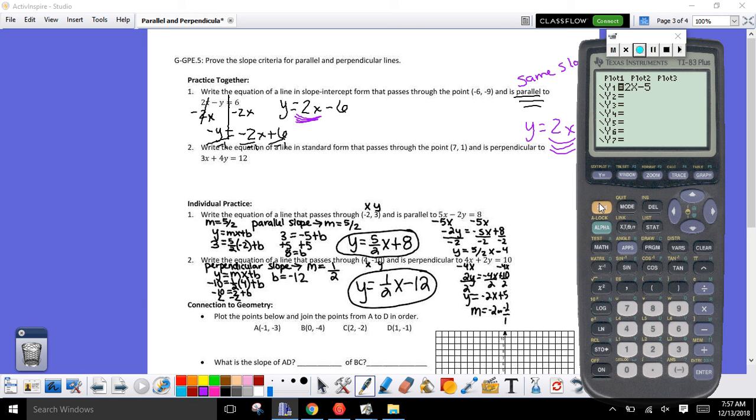I am going to go to my table of values. So I'm going to press the blue button, then table. And I'm going to see which one has a point of negative 6, negative 9. So I'm going to move to negative 6. This one has negative 6, negative 17, so that would not be my answer. And that's how you guys are going to check every single one of your answer choices.